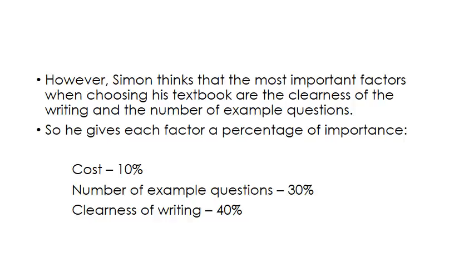However, when Simon thinks about it a bit more carefully, he thinks that some of these factors are more important than others. The cost isn't that important, and what's more important is the clearness of the writing and the number of example questions, because that's what's going to help him improve. So he gives each factor a percentage of importance: cost is 10%, number of example questions is 30%, clearness of writing is 40%, and the remaining 20% is diagrams.